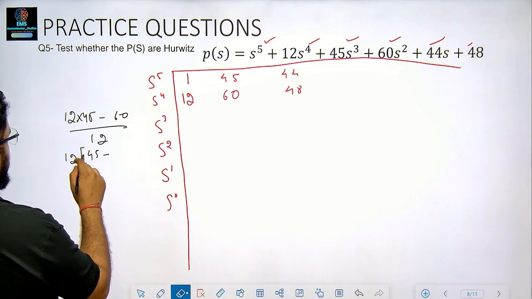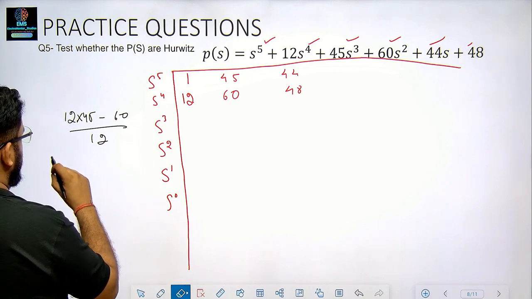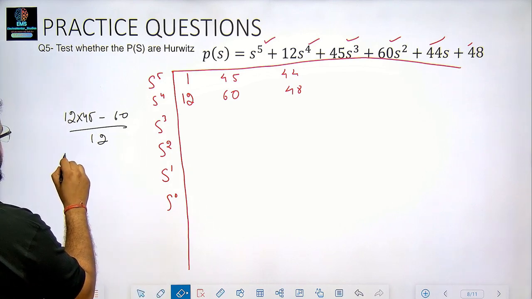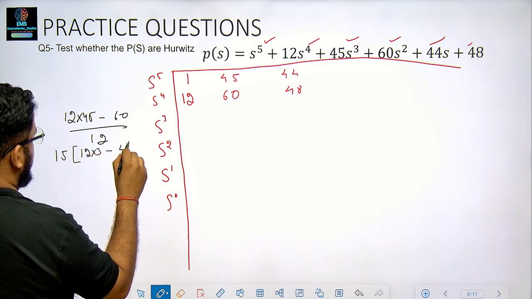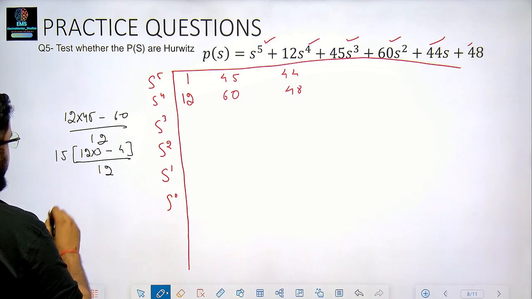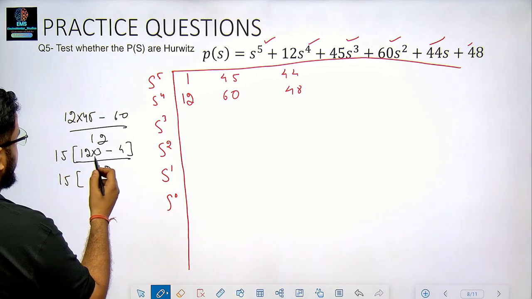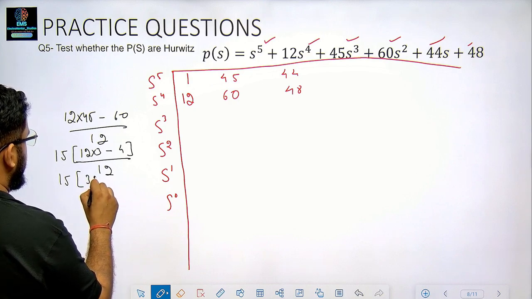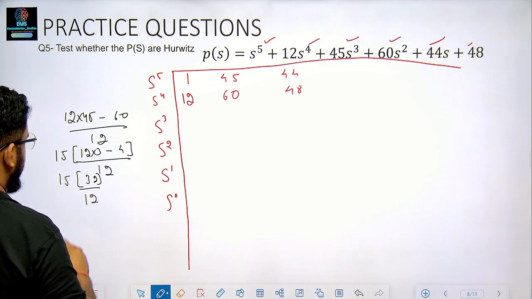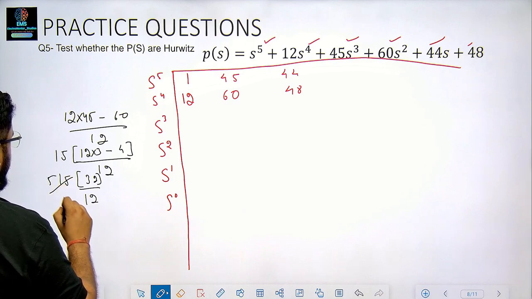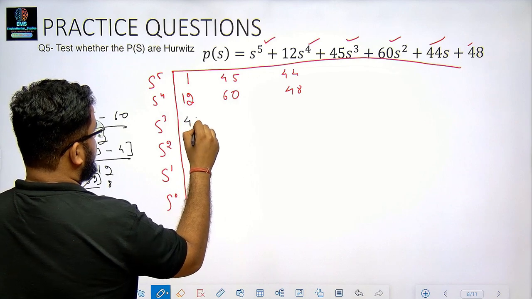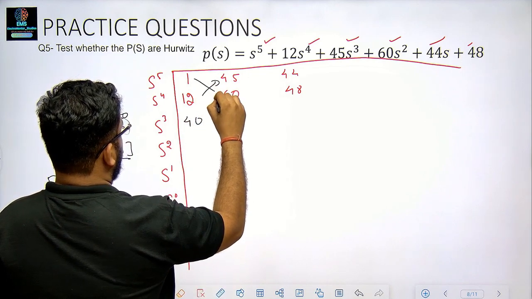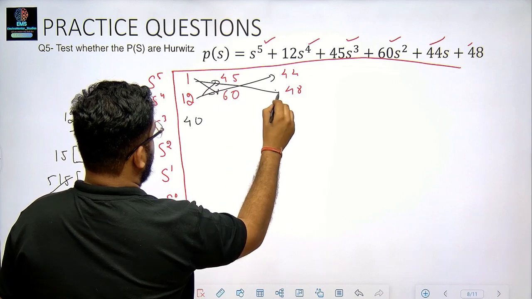No, 12 cannot be taken as common. You can take 15 common. Just to solve this, I've taken 15 common. So 12 into 3 minus 4 divided by 12. So 15, 12 into 3 is your 36, 32 divided by 12. So 3, 5, 3, 4, 4, 4, 8. This is 40. Okay. Now for this and this, you'll calculate.